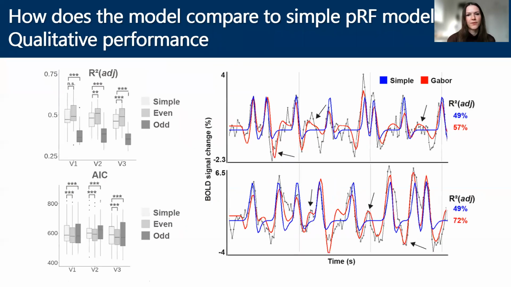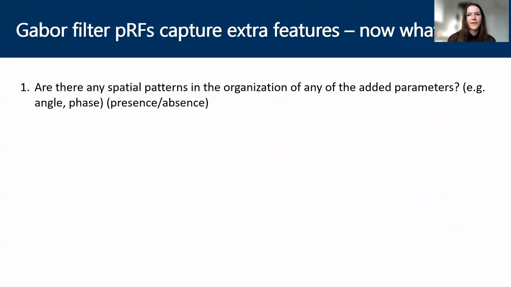Lastly, we wanted to know if we see any qualitative improvements, and in this case I'm showing example time series for two visually responsive voxels. As indicated by the arrows, there are multiple events in which the Gabor filter model seems to capture the signal a bit more accurately.